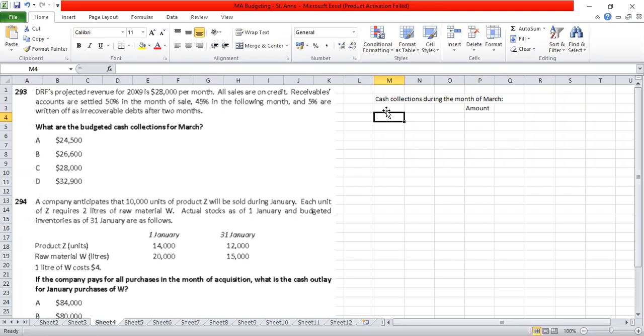Shall we start? The terms are DRS projected revenue for 20X9 is 28,000 per month. And then it says all sales are on credit. Then the receivables are settled as 50% in the month of sales. So if in a month the amount of credit sales are made, 50% of the amount comes back in the same month, 45% in the following month, and 5% are written off as irrecoverable debts after 2 months. What are the budgeted cash collections for the month of March?